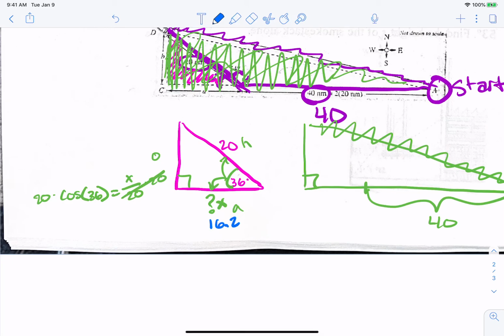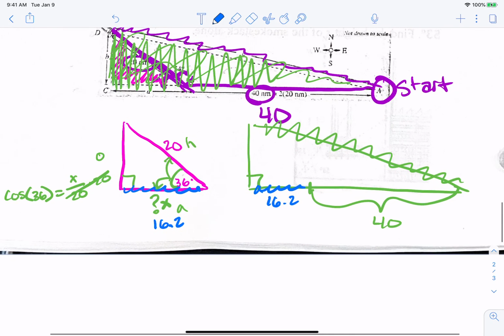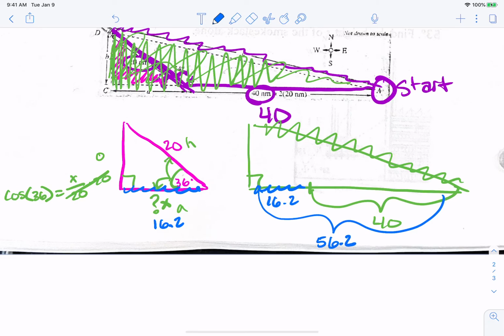Okay, 16.2 is this distance right here, which means that this distance right here is also 16.2. Does that make sense? So the entire length from here to here is 56.2. That helps us solve that bottom side of that triangle. Now let's find this side guy also, which is going to be the same as that one.